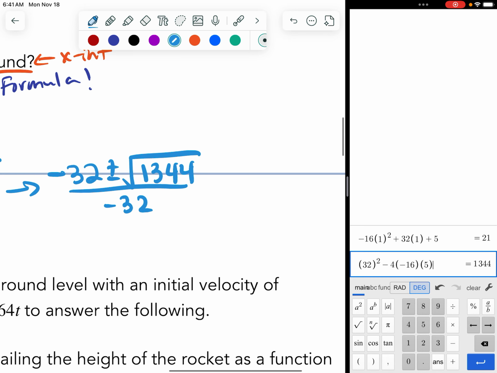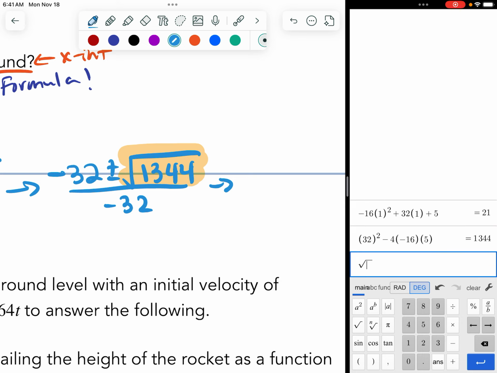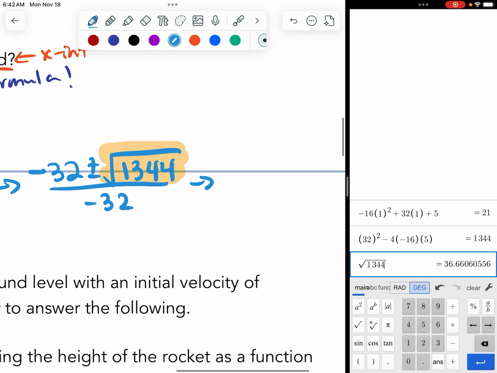So now we're actually going to use our calculator again. So this part is new. Now I actually want you to type in the square root symbol. I'm not going to do the negative 32s. I'm just going to do the square root of 1,344. Okay, you're going to get a decimal. That's fine. So I got negative 32 plus or minus, let's just do one decimal place, 36.7, all over negative 32.